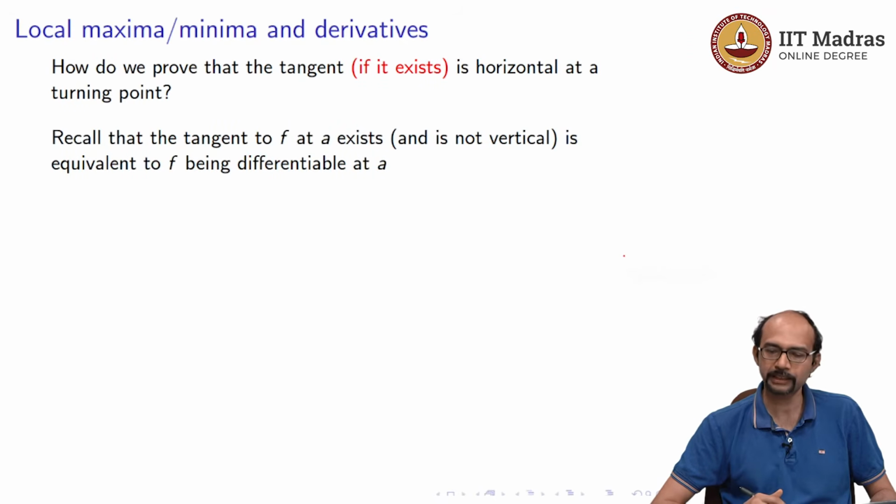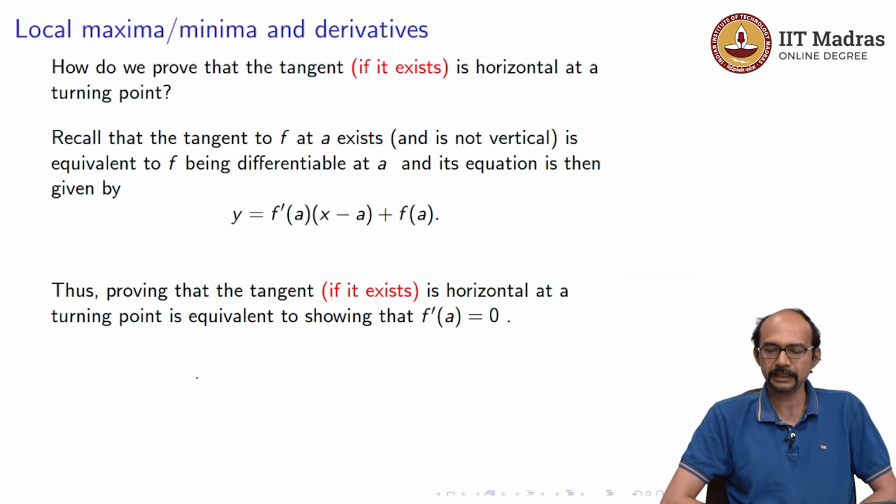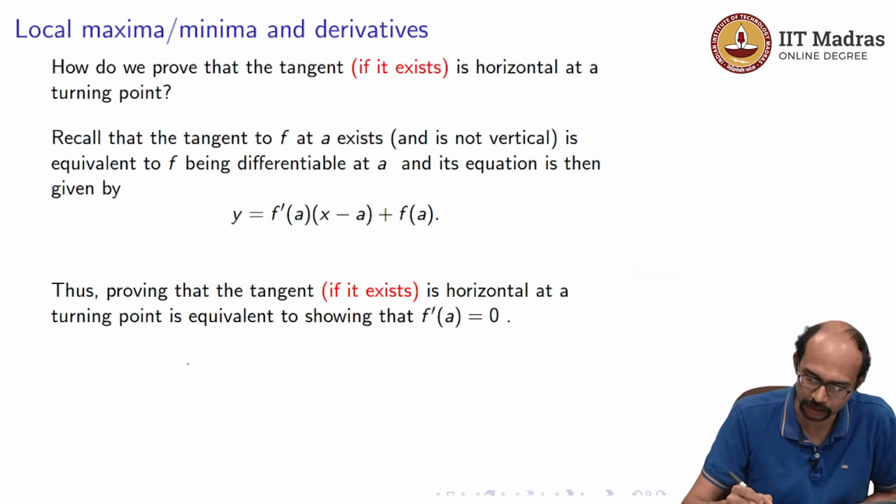Recall that the tangent to f at A exists and is not vertical is equivalent to f being differentiable at A. This was something that we observed in our previous video, and in fact, we know what its equation looks like. Its equation is given by y = f'(A)(x - A) + f(A). So, proving that the tangent, if it exists, is horizontal at a turning point is equivalent to showing that f'(A) is 0. So, let us show that f'(A) is 0 at turning points.